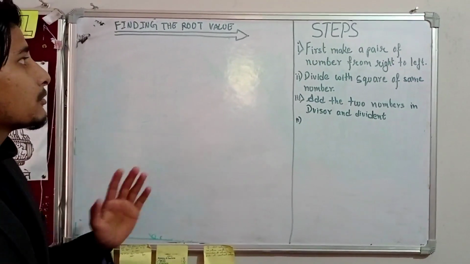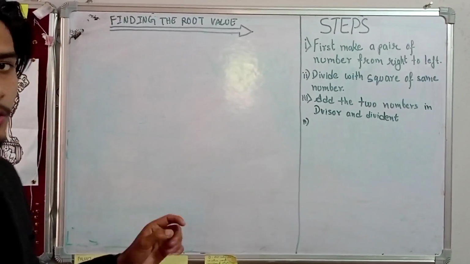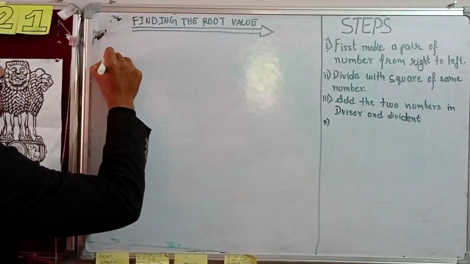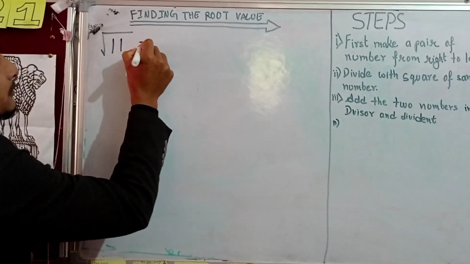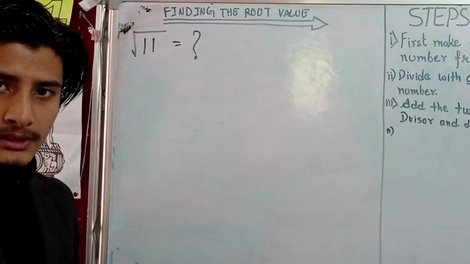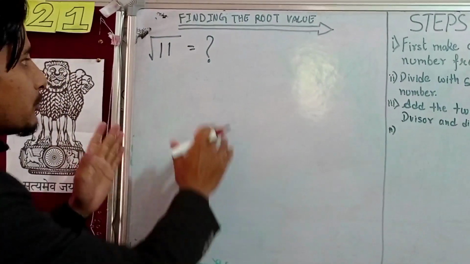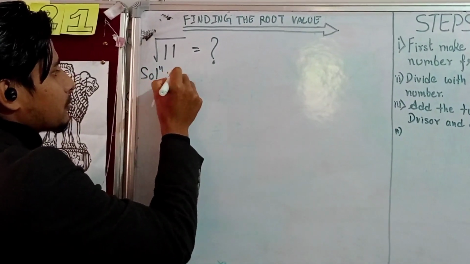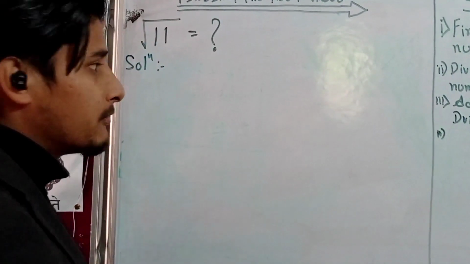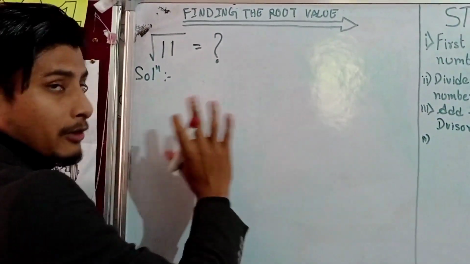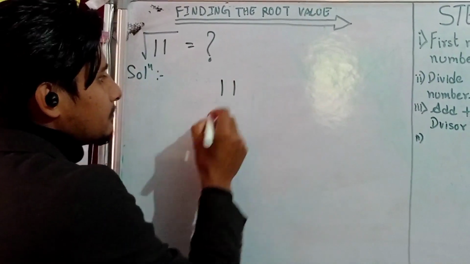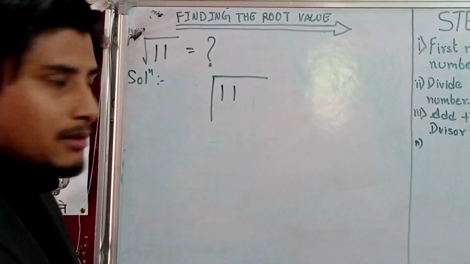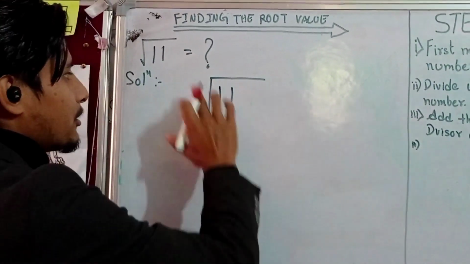Before finding the root value, I will start with a 2-digit number. The 2-digit number we have first is 11. So what if we need to find the root value of 11? Let me do the solution for you. To find the root value of 11, first you need to do like this. We'll follow the procedure: write 11, and make a kind of semi square like this. You need to put this first.